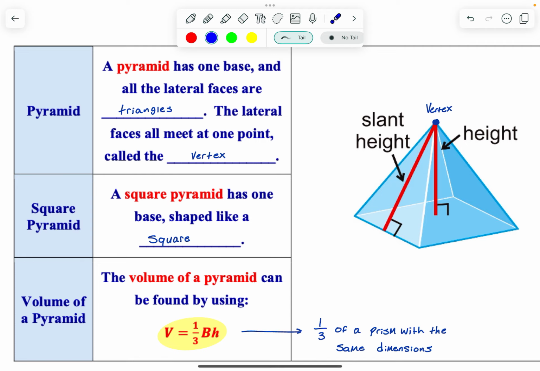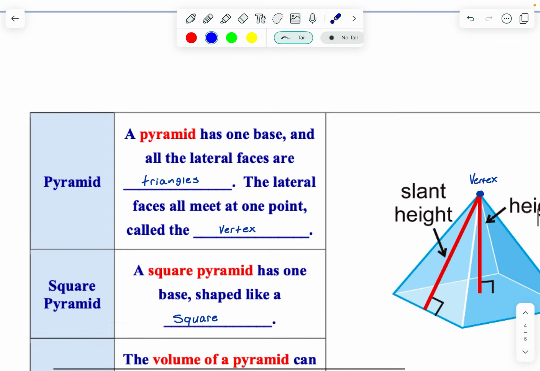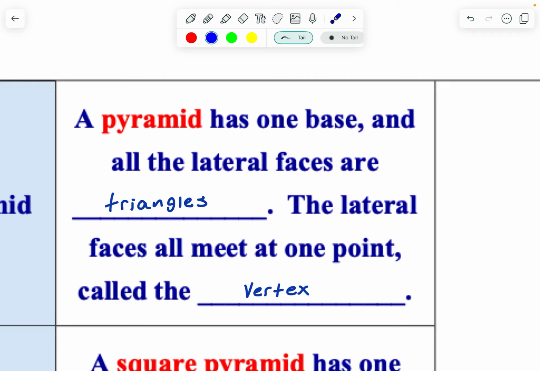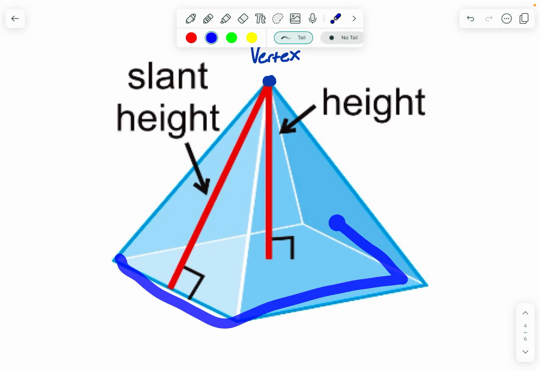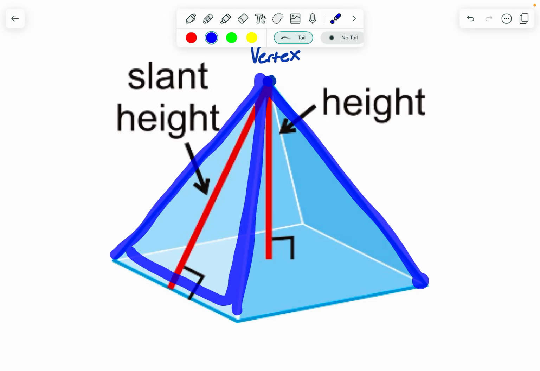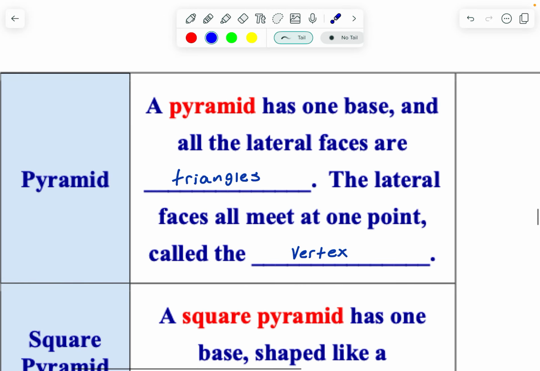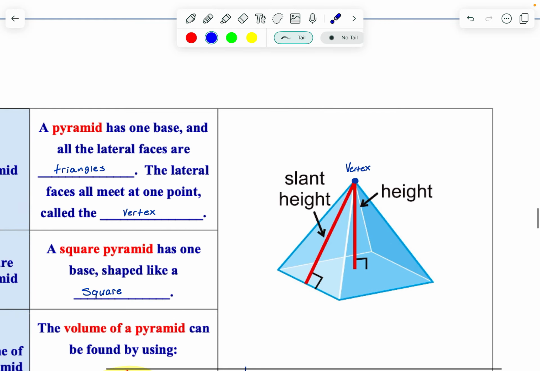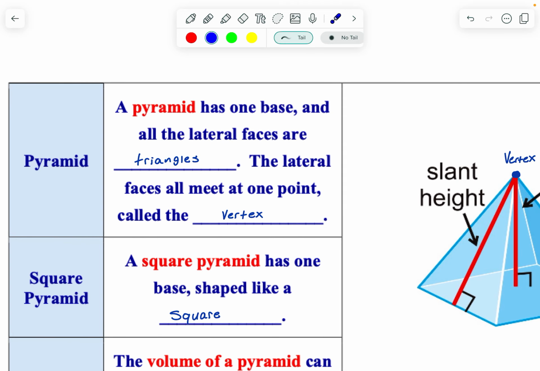Moving on to pyramids. A pyramid has one base. All of the lateral faces are triangles, no matter what the base is. In this case, the base is a rectangle or a square, and each of the lateral faces is a triangle. But that's not going to be too important for us. The lateral faces all meet at one point. They all go up, up, up to one point. That point is the vertex. We will look at square pyramids and rectangular pyramids.